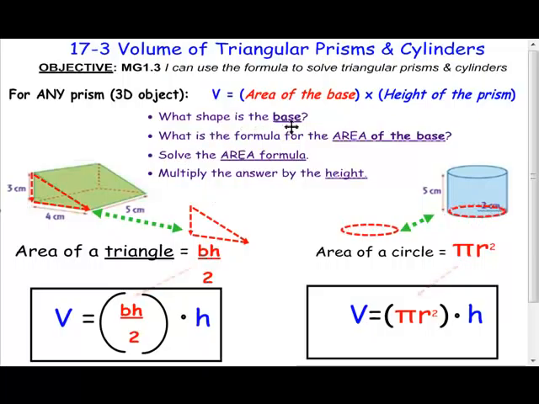So you find out what shape is the base and what is the formula for the area of the base. For a triangle, it is base times height divided by 2. You can use 1/2 times base times height, but today we're going to use base times height divided by 2. And the area for a circle is pi times radius squared. And then you insert that into the formula. So the area of the base goes in here in the formula, because volume equals area of the base times height. So for the triangle, it's base times height divided by 2, times the height. For the circle, volume equals pi times radius squared times the height. And that's pretty much what we do for that.